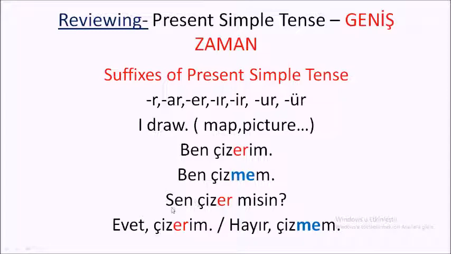Okay guys, so sen means you. Sen çizer misin? It's a question form because there's mi. Çizer misin? Do you draw? Okay, so if your answer is yes, then you should say evet çizerim. If the answer is no, hayır çizmem. This shows the person I, because we understand this here, m. Okay guys, so I hope it's now a very helpful reminder for you.